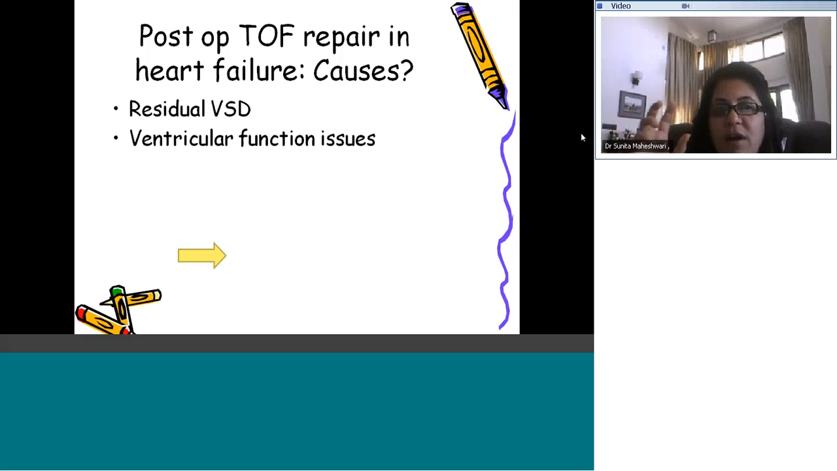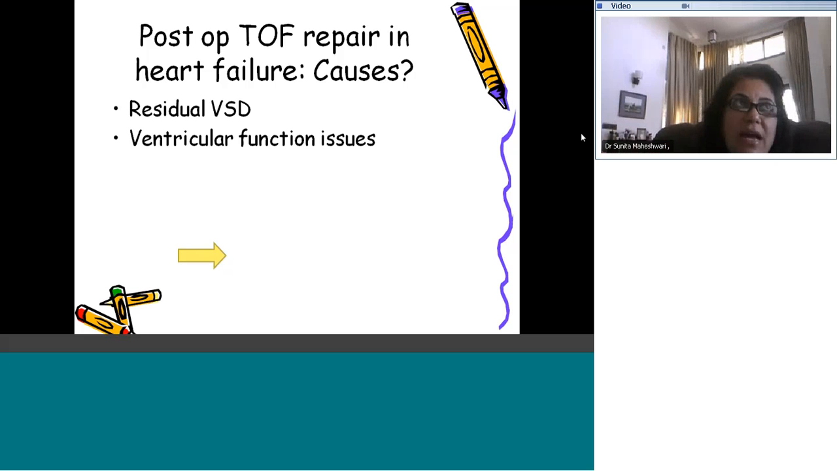So commonly, once you have heart failure after tetralogy of Fallot, the first thing you've got to think of is residual VSD, and the second thing would be ventricular function issues, whether from arrhythmia, from bypass, or from the RV not tolerating pulmonary regurgitation, whatever may be. That ventricular dysfunction can cause heart failure.